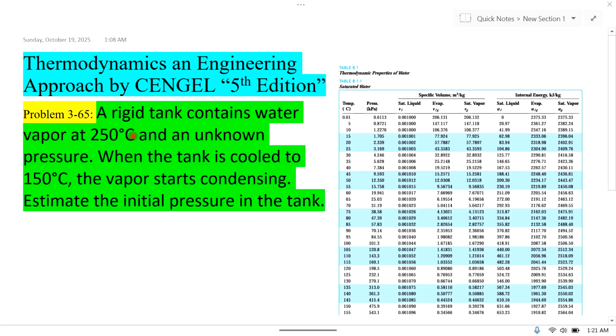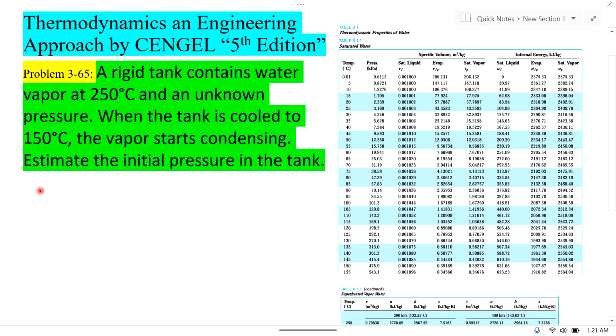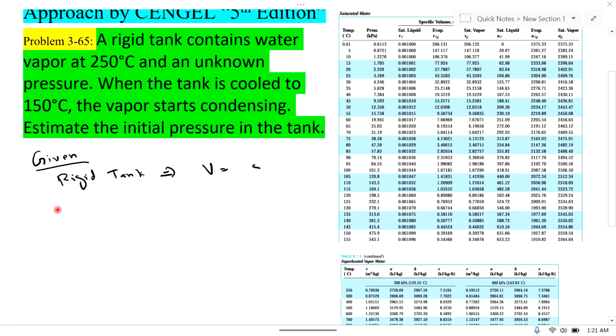So the statement is: a rigid tank contains water. Initially, the tank is rigid. Rigid tank means that there is no change in volume, so the volume is constant, and this is a constant volume process. The tank contains water at 250 degrees centigrade.